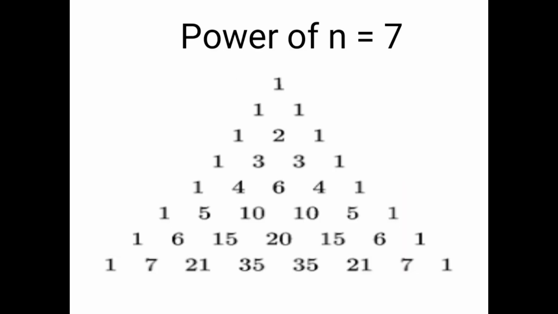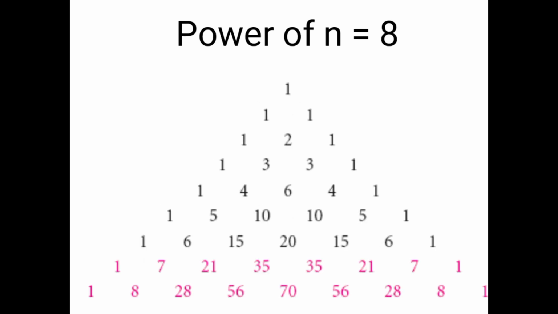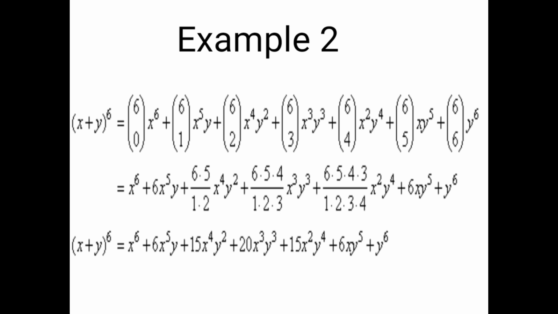Now for power of n equals 7, we have that the last row there is 1 7 21 35 35 21 7 and 1. For power of n equals 8, we have the last row as 1 8 28 56 70 56 28 8 and 1. Now example 2. Let's expand (x + y) raised power 6.